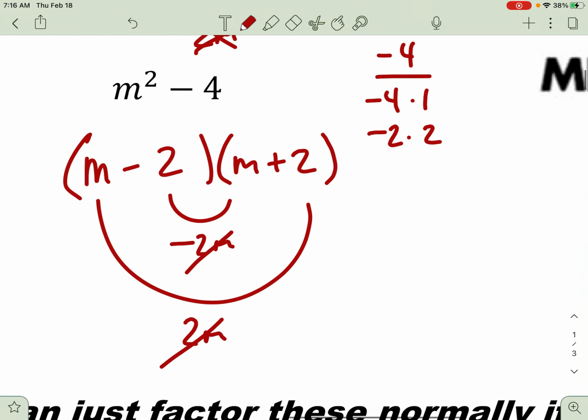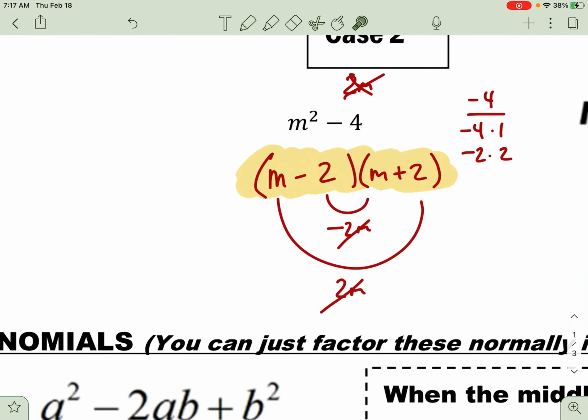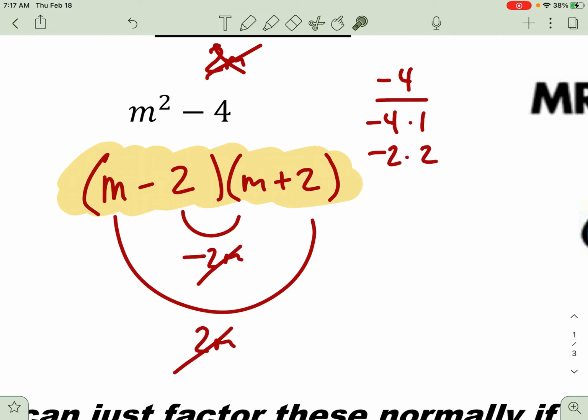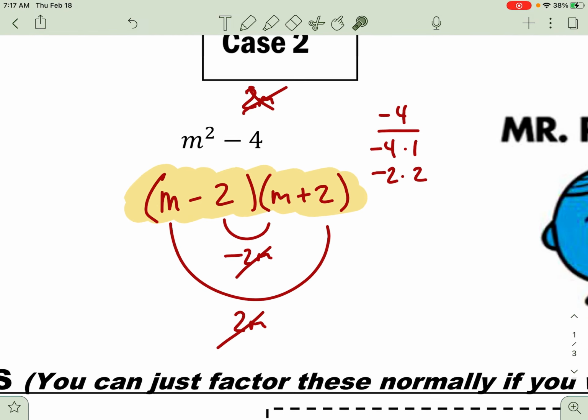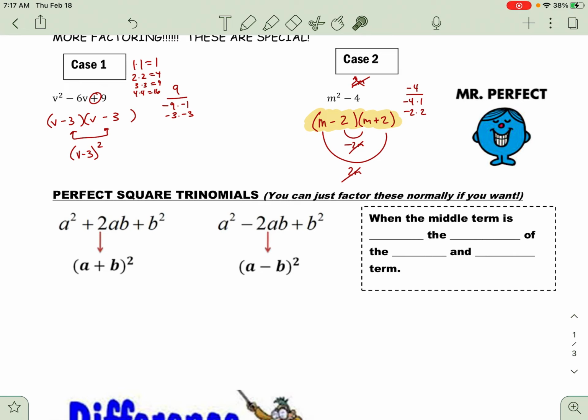One negative, one positive. So when you only have two terms like that, there's no middle term, and the last term and the first term are perfect squares, 1, 4, 9, 16, 25, 36, etc., then it should be a very simple factoring process. So what we mean by those is basically this. You can factor normally if you want, if you're not catching the pattern that I'm putting down. You can definitely factor normally.